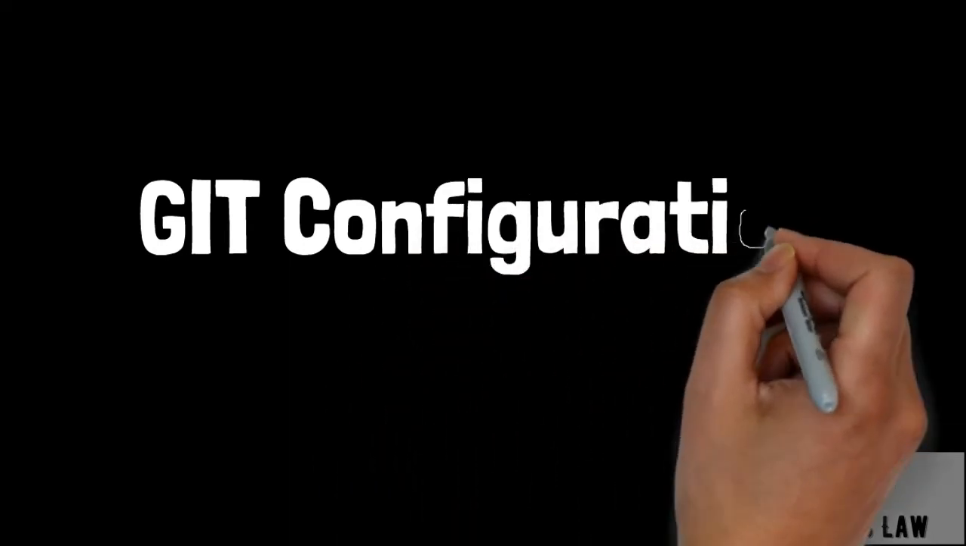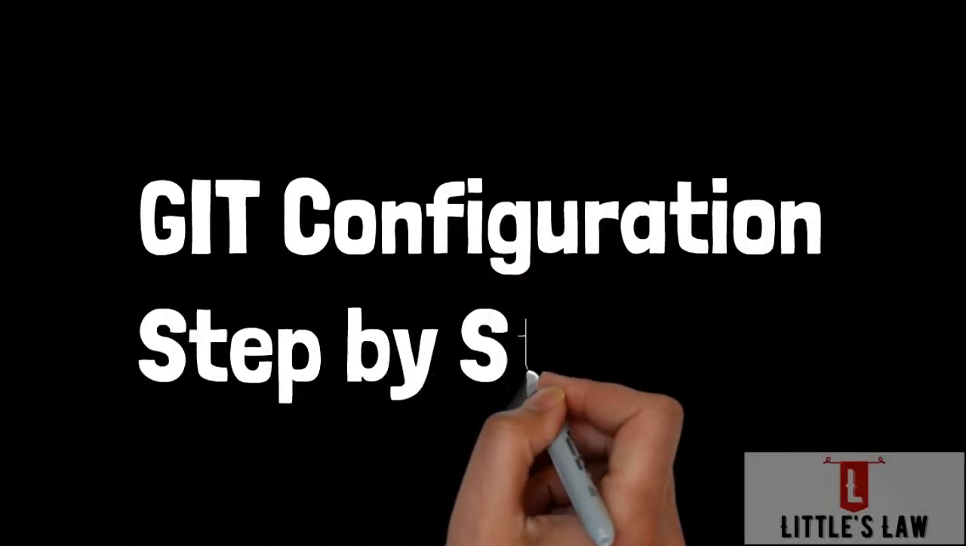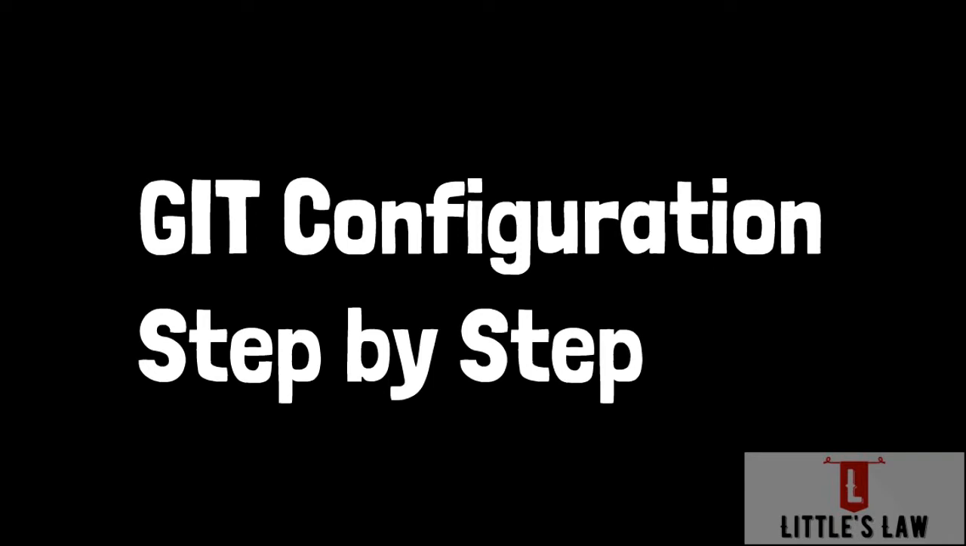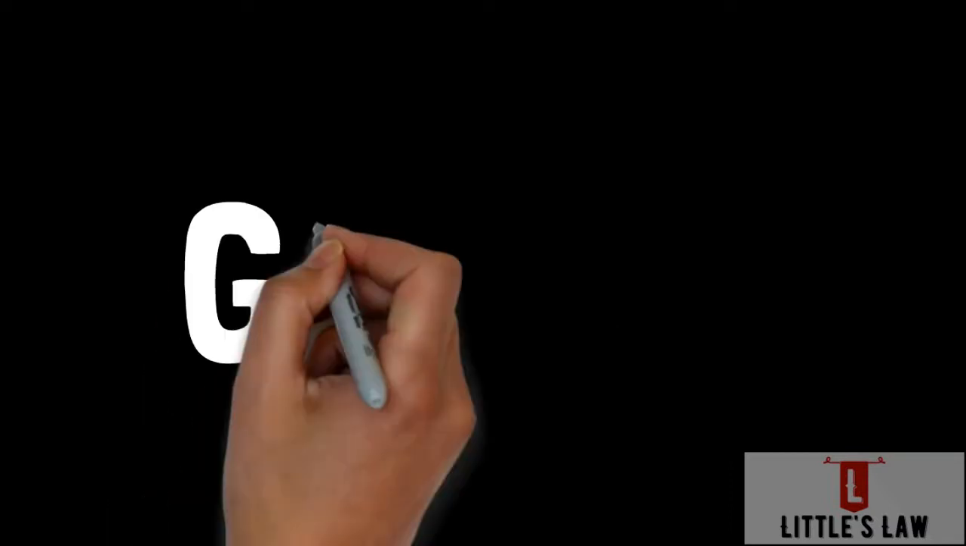Today, let us see the configuration of the Git. In our previous video, we saw how to install the Git in our Windows machine. In this video, we will see some basic and very important configuration setup. To start with the configuration, we will have to start with the Git Init.